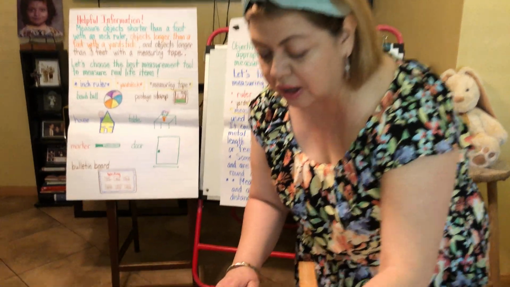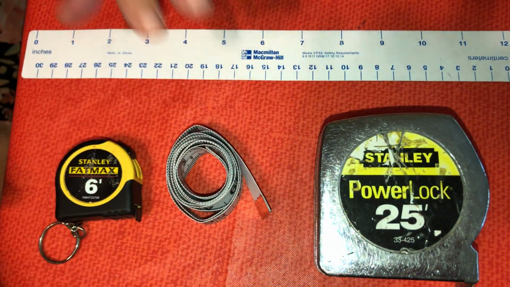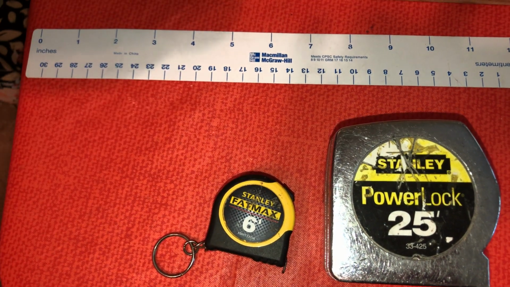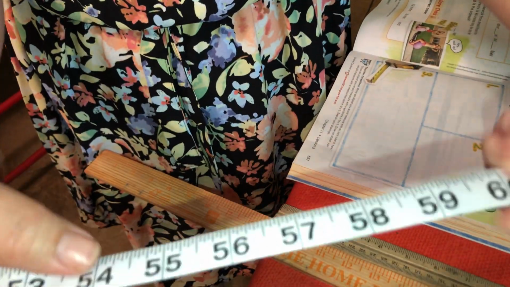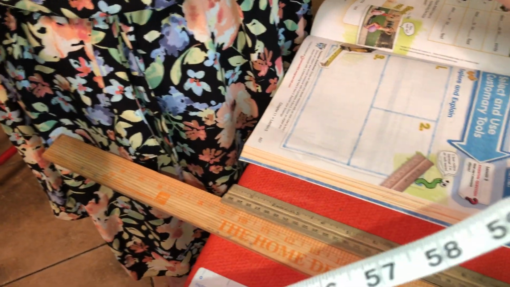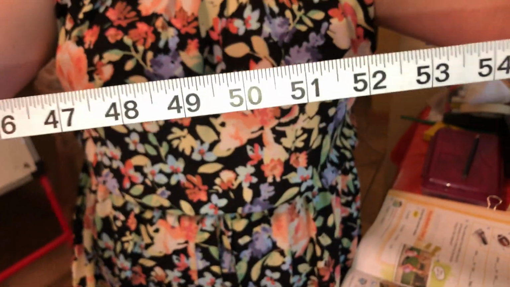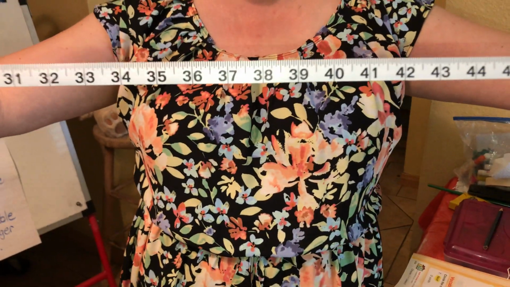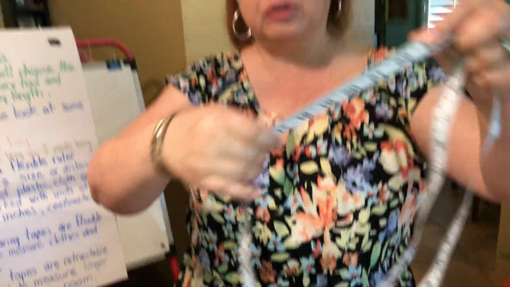So if you look over here, I have 3 different types of measuring tapes, and let me talk about this one first. This is one that is flexible, and it's made of plastic. Flexible means you can move it around. And this one goes up to 60 inches long. So it's 60 inches long. And certain things are better to measure with this type of measuring tape. So this would be appropriate for certain things.